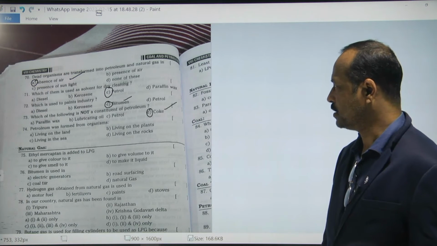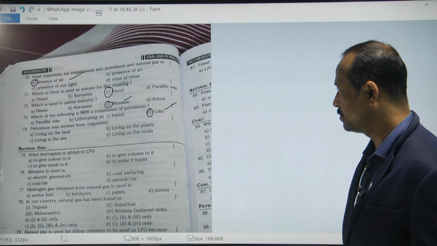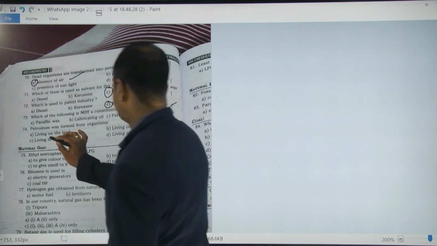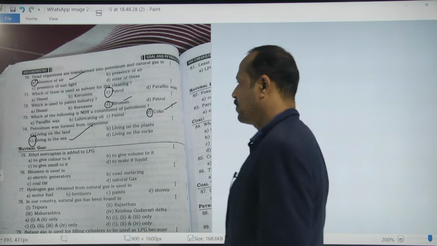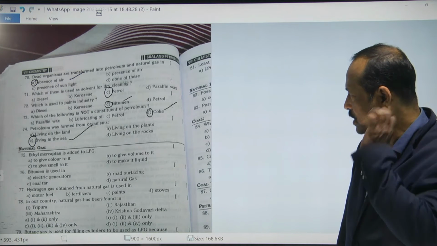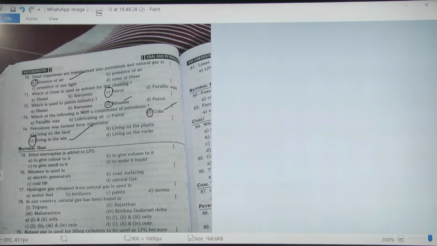Petroleum was formed from organisms. Which organisms? Living in the sea. Very good. Okay. Now, there are some other questions here. Ethyl mercaptan is added to LPG. Why?